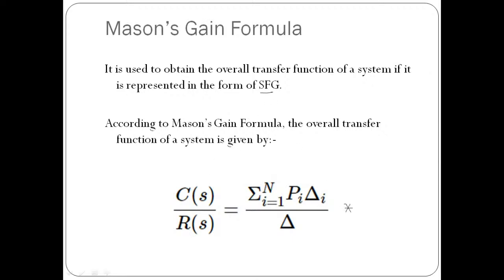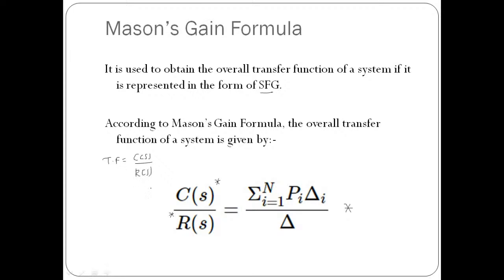Now in this formula, C(s) indicates the Laplace transform of the response, which is nothing but the output, and R(s) indicates the Laplace transform of the input, which is nothing but the excitation, or you can say the reference input. So I told you that the transfer function is basically the ratio of the Laplace transform of output to the Laplace transform of input.